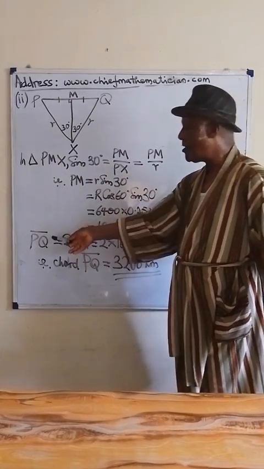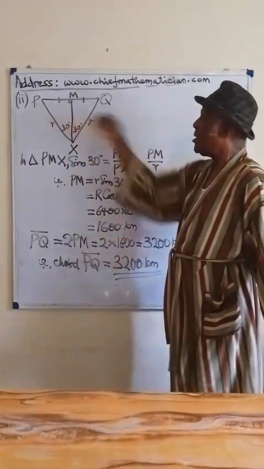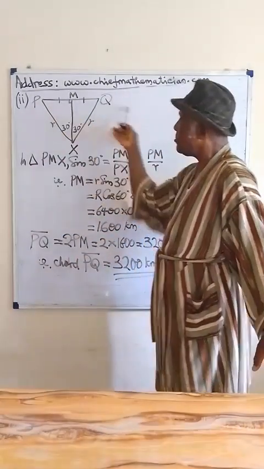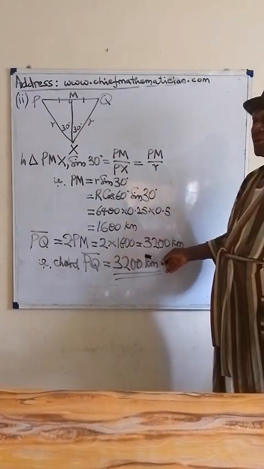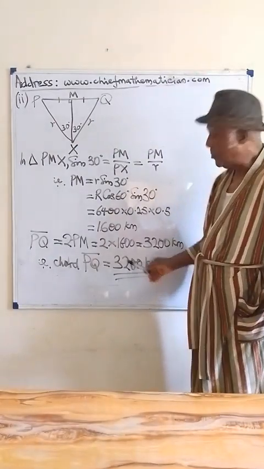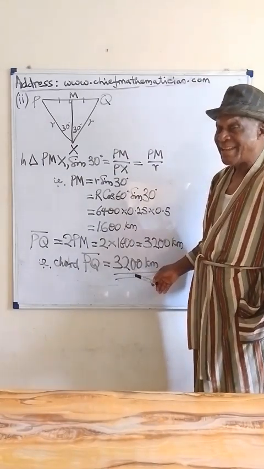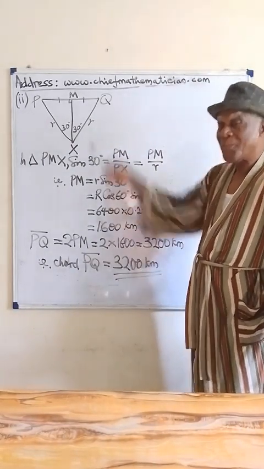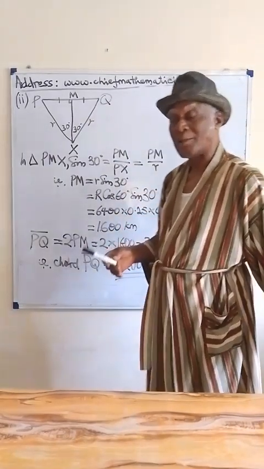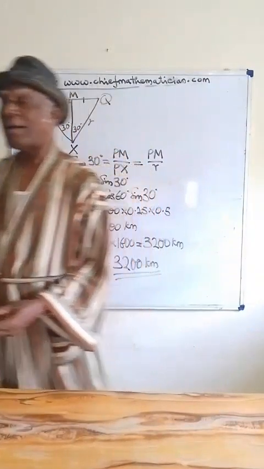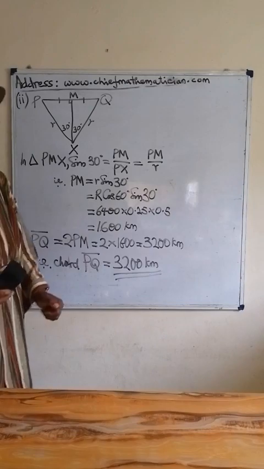So PQ, which is double PM, PQ is 2 times PM. You can see it clearly here. So the length of the chord PQ is 3,200 kilometers. You can see clearly that the length of the chord is different from the length of the arc PQ along the circle of latitude. Let us go to the third part now and compare our 3 values for the distances.